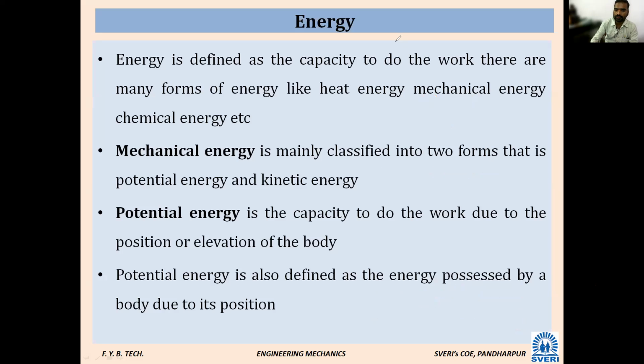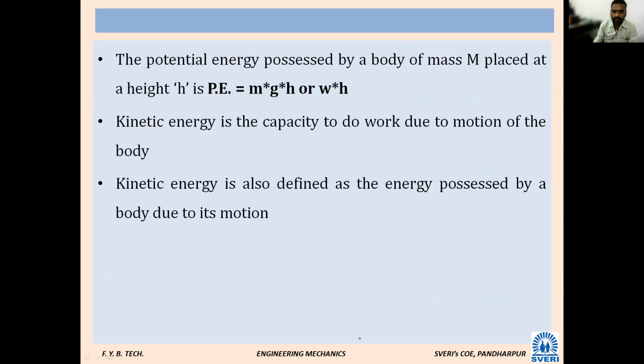Okay. So after potential energy, see, here is given: the potential energy possessed by a body of mass m, I have taken weight, placed at a height h, then potential energy is equal to mass g h. What is mass into acceleration due to gravity? Weight. Weight W is equal to m into g. So we can take mgh or weight into h. If a mass is given, then that mass is multiplied by g, then into h, that will give the potential energy. Then one more is kinetic energy.